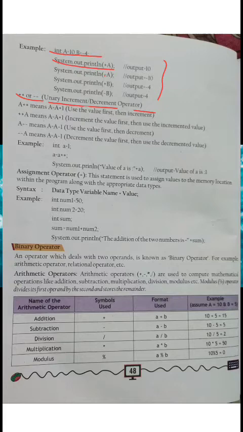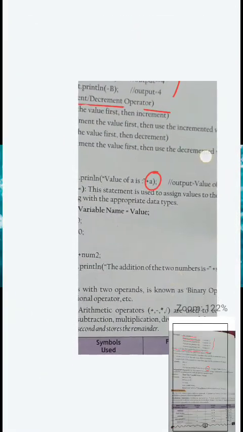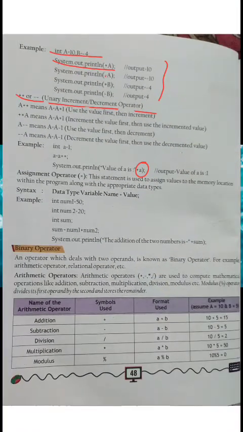Now next is the assignment operator. Before the assignment operator, let me explain the meaning of this +a. This +a means we have used plus a; it will provide us the value of a. That's why we are using +a for allocating the value. Now next is the assignment operator. The symbol of the assignment operator is equal to. This statement is used to assign values to a memory location within the program along with appropriate data types.